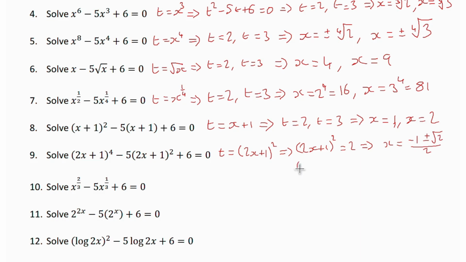We also have the possibility that 2x plus 1 squared is equal to 3. That's the solution when t is equal to 3. In that case, x is equal to minus 1 plus or minus root 3 over 2. So we get 4 solutions, all of which are surds this time.